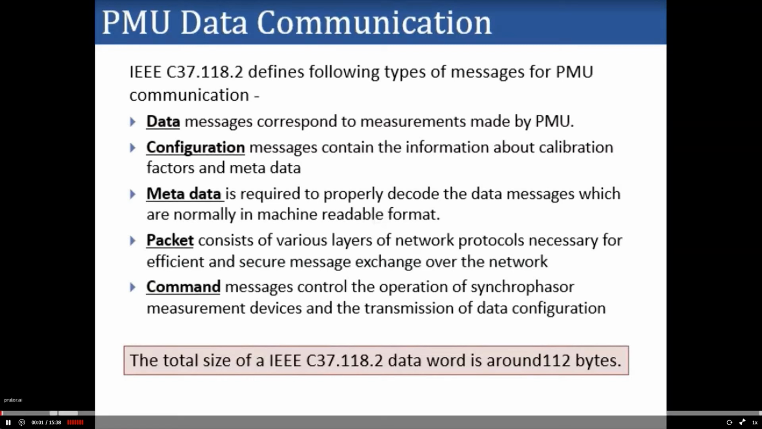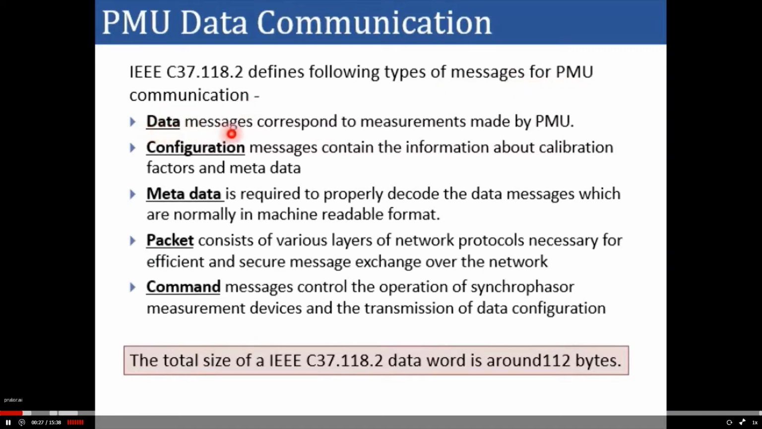In this video, we will discuss the phasor measurement unit data communication. So PMU data communication related information and the standard required for PMU data communication is defined in IEEE C37.118.2, which defines the following types of messages for PMU communication.